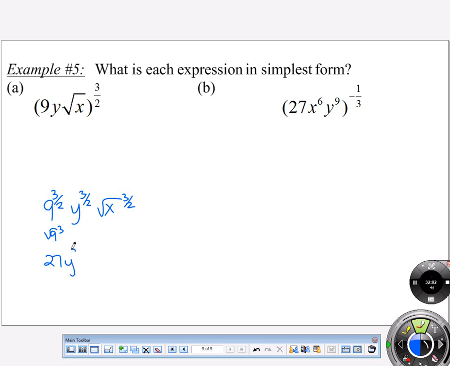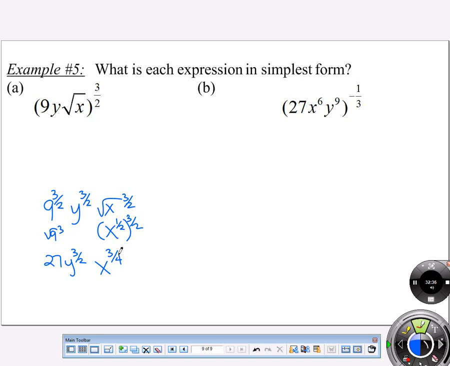Y to the 3 over 2 is just y to the 3 over 2. There's nothing much we can do about that. And then the square root of x to the 3/2 power. So this is like x to the 1/2 being raised to the 3/2, which ends up looking like x to the 3/4 power. Okay? This is what it looks like in exponent form. Okay? How would this look in radical form?